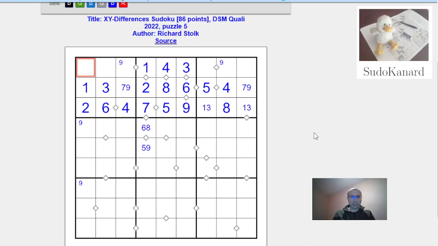Now the digits here must be among 5, 7, 8, and 9, but 9 is not the difference. 5 would put a 6 here, which would repeat. 7 would put an 8 here, and 8 would put a 9 there. But there's a second symbol on this row, and 8 can only be 9 minus 1. It can't have another difference, so this has to be 7, this is 8, this is 9, and this is 5, by the way, and this 7 means that here we have 2 and 9.